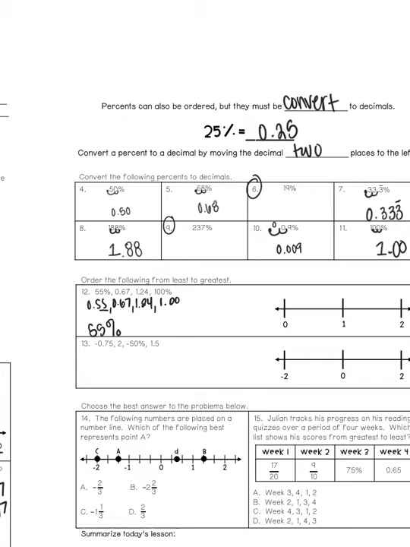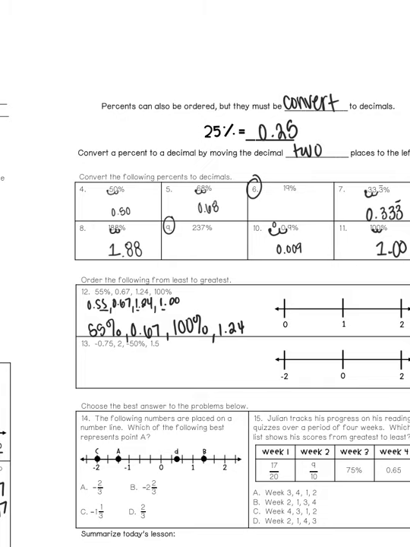Then I have 0.67. I know that those two are the smallest because they're less than 1. The other two have something in the ones place, right? These ones just have 0. Now I have 1.24 and 1. So 1, or 100%, is smaller than 1.24. Because if I change 1.24 to a percent, it'd be 124%, right? Okay.